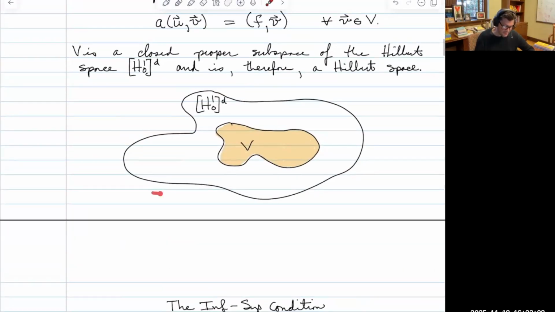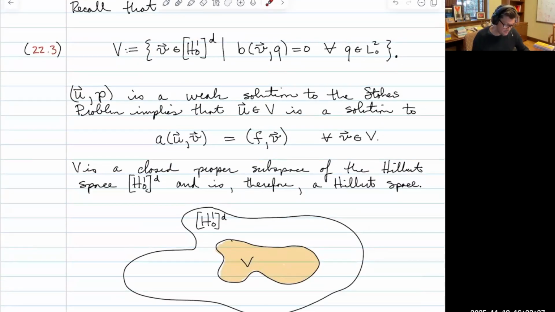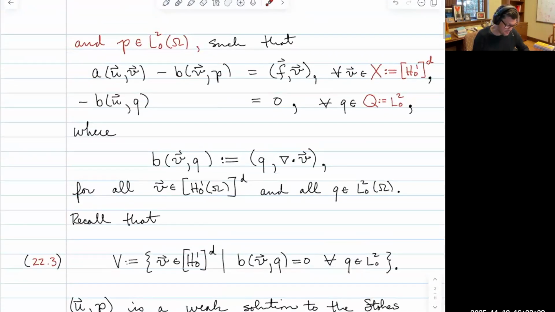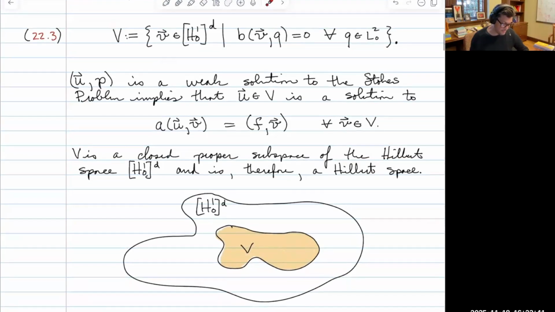Just a pictorial representation of what I said earlier. V is a closed proper subspace of H01, H01D in particular, and therefore this is a Hilbert space by itself. And so why can we transform the weak formulation of the Stokes problem that we showed above into this simple problem? That's what we explained last time, but maybe I'll make that a simple little homework exercise so you can think about that a little bit more.